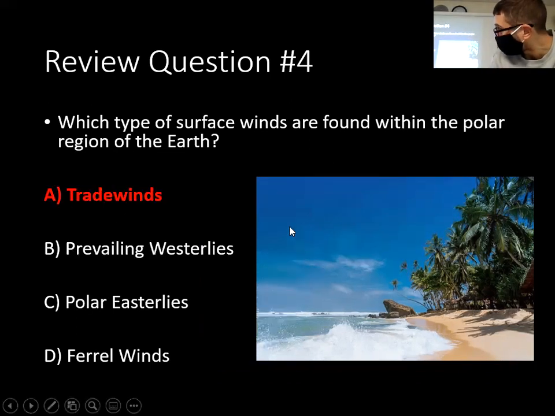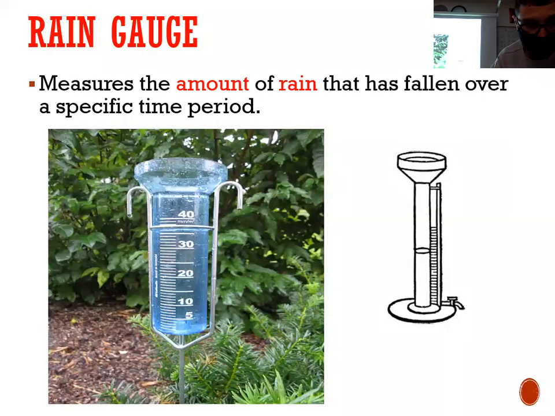It's going to be letter A, trade winds. Trade winds, tropics, Hadley cells. Trade winds in the tropics. Let's go ahead and go back to our instrument notes. Let's do a couple more here and we'll call it a day.